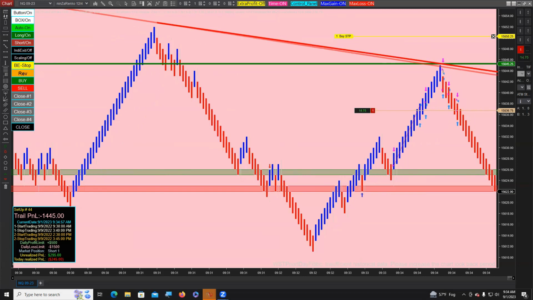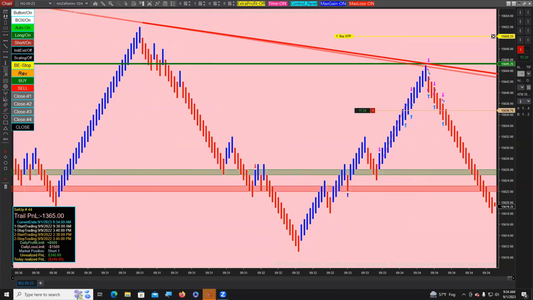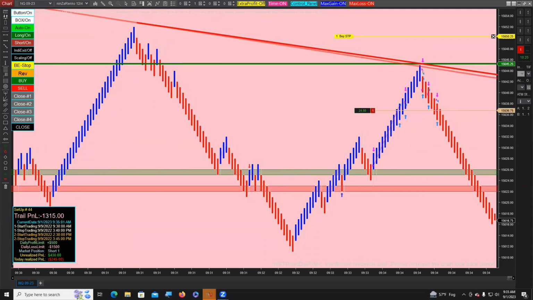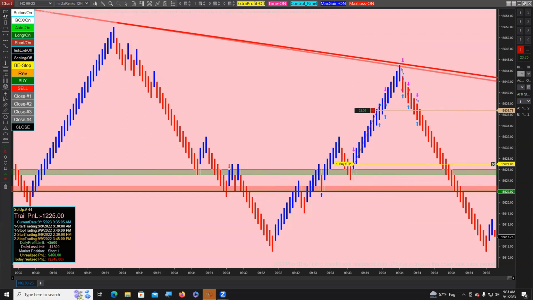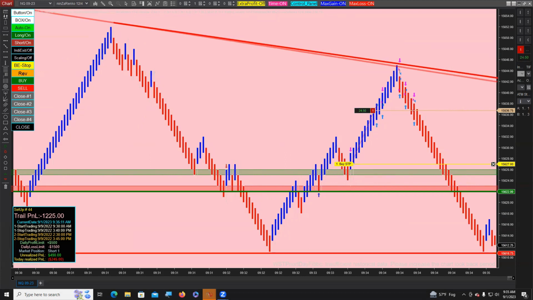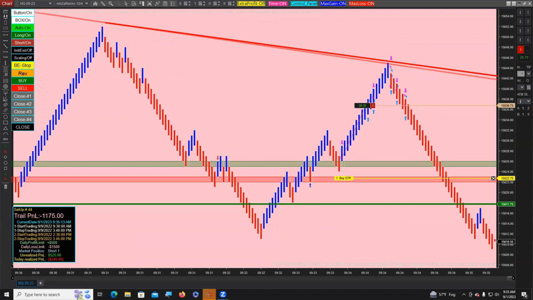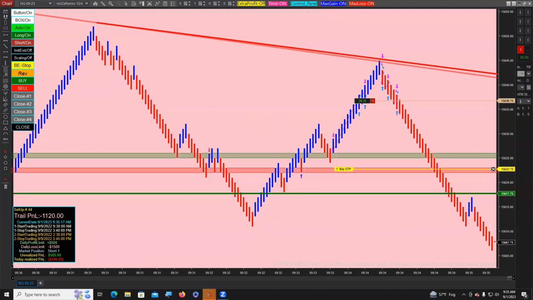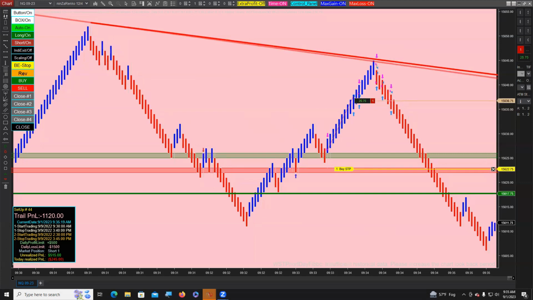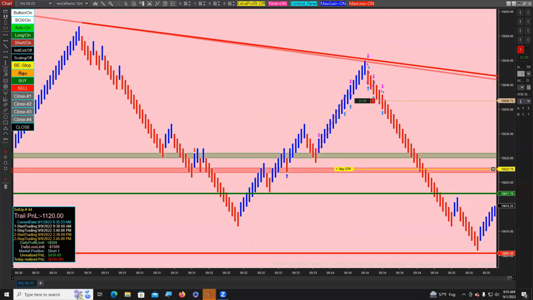But I find this approach is really good, because even though you could get chopped, eventually a move happens, and this approach gives the trade enough room to work. So you see how it's trailing, but it keeps its distance, and that's the key. Trailing but keeping distance, giving the trade an opportunity to work.